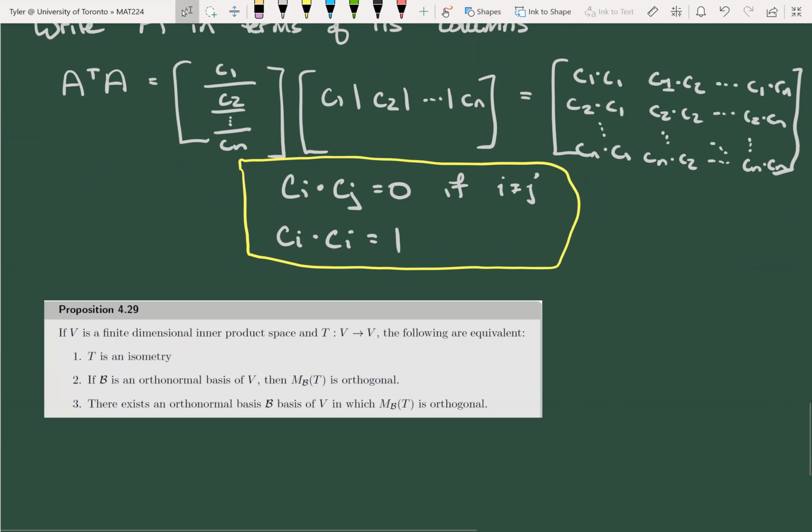Now, the reason why we want to talk about orthogonal bases or orthogonal matrices is the following. Proposition 429 says, let's say that I give you a finite dimensional inner product space and a linear operator. The following are equivalent. And again, 2 and 3 are basically the same thing. You're an isometry if, whenever you give me an orthonormal basis and you compute the matrix representation of T in that orthonormal basis, the thing you get out is orthogonal. So if you work in an orthonormal basis, the matrix you get out will be orthogonal.